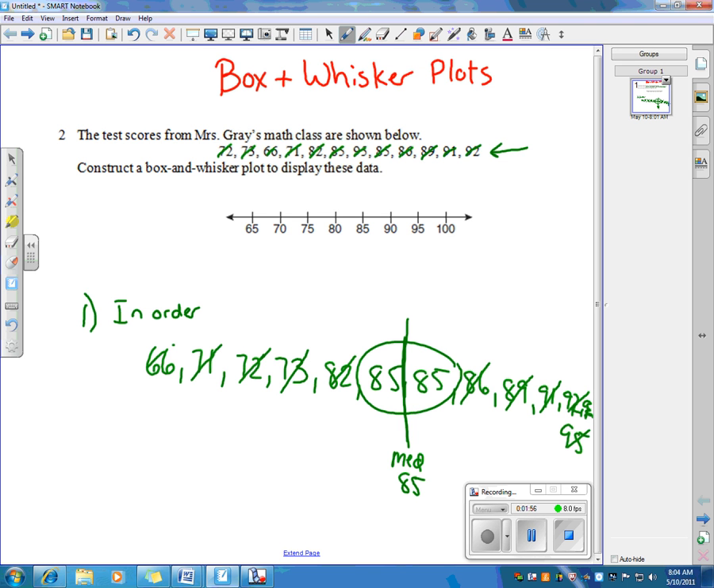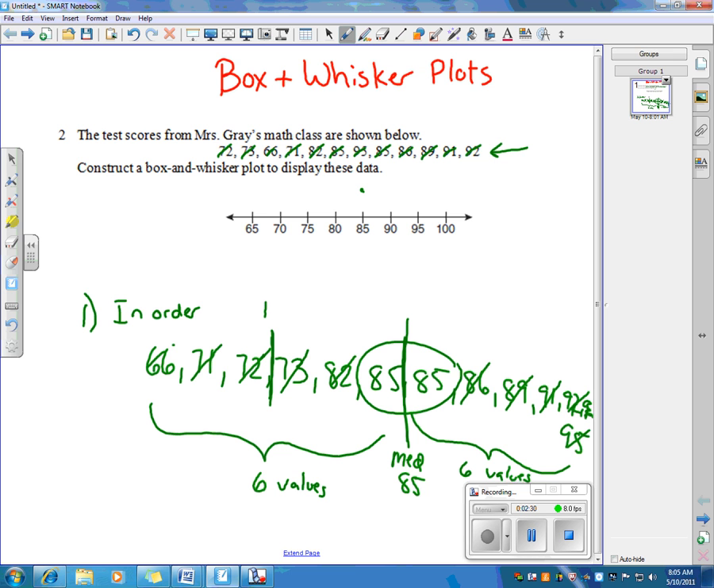I'm going to mark 85 up above on our plot. Now each side has 6 values. There's 12 values total. Half of them, 6 of them, are on this side, and the other 6 are over here. Now the next thing we're going to do is get a lower and upper quartile. So those are going to be the middle of those sets.